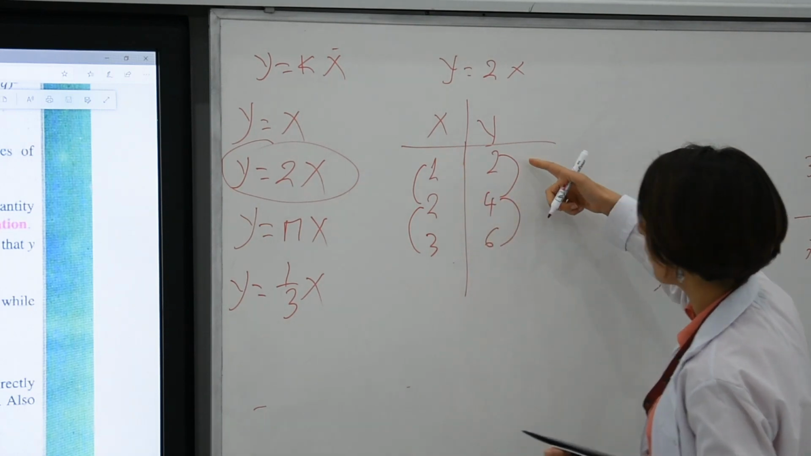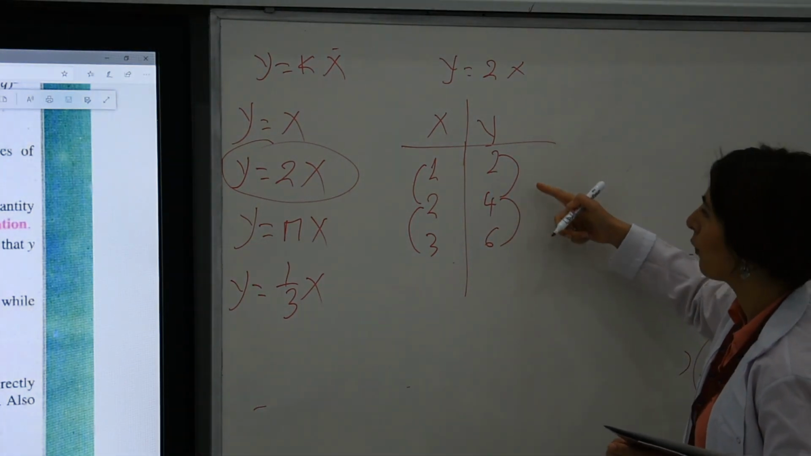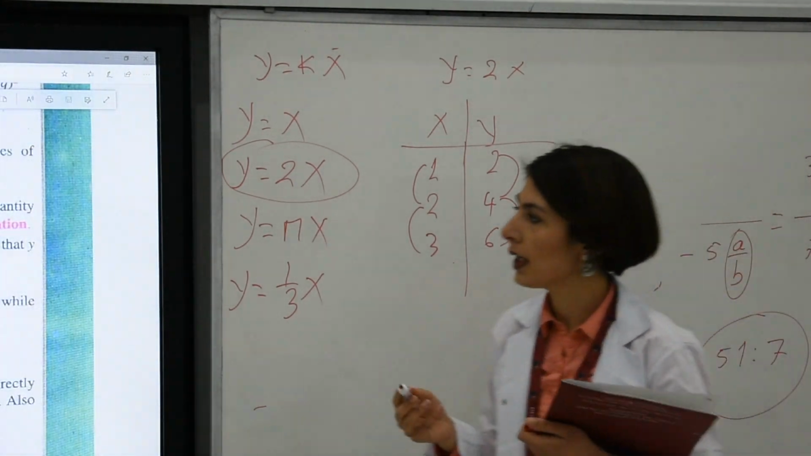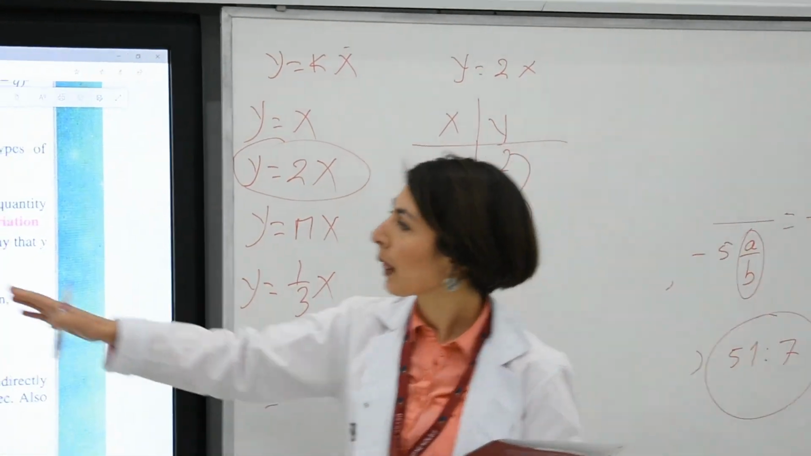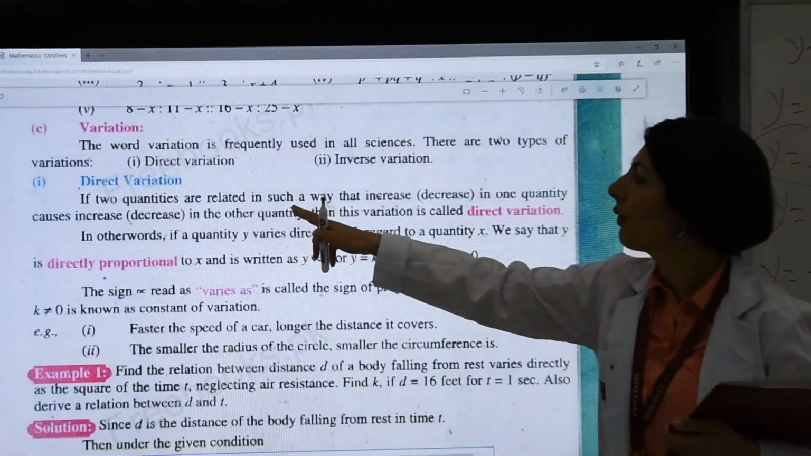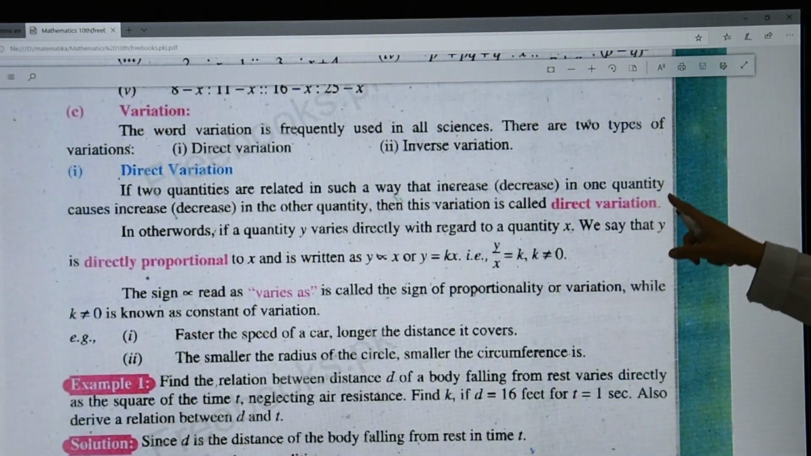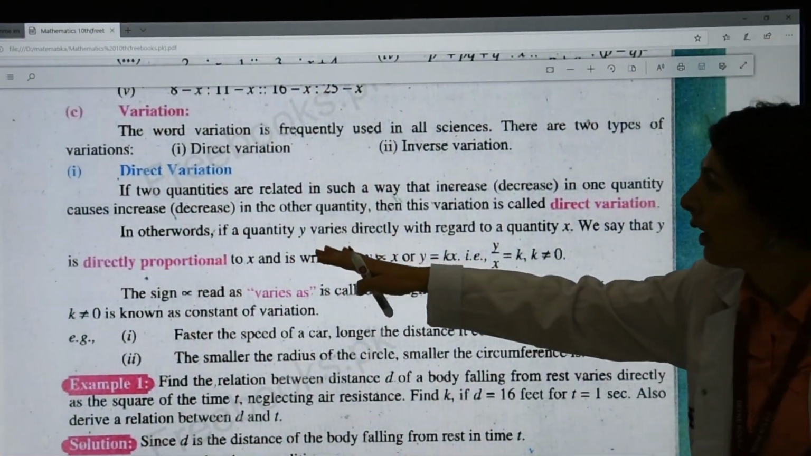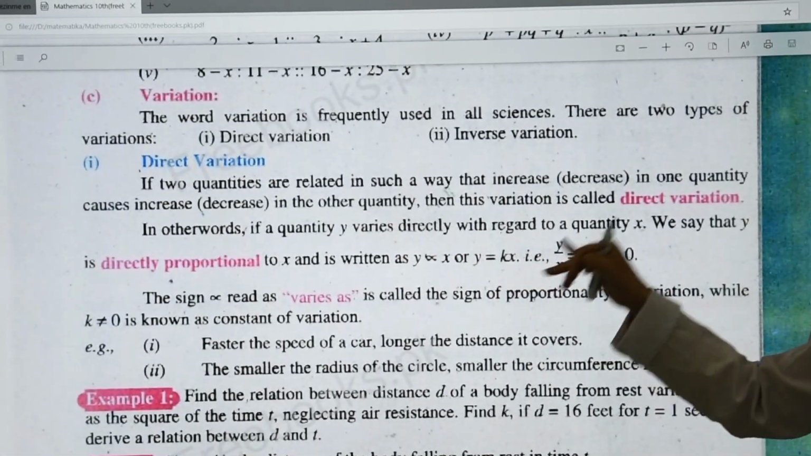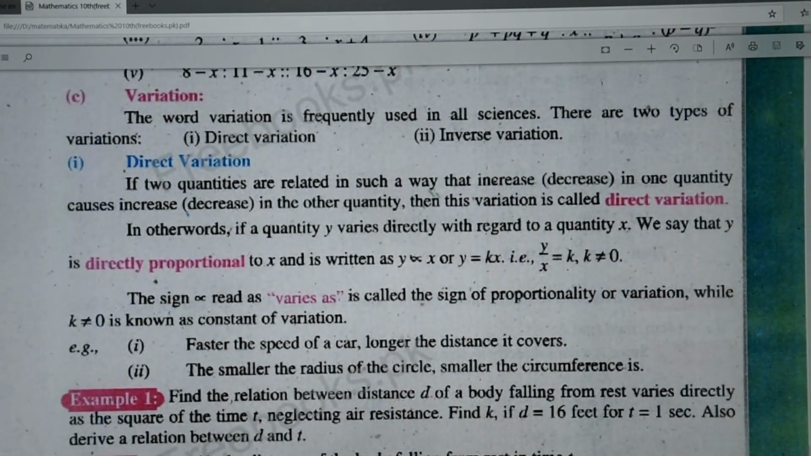1, 2, 3, and it's going to increase here: 2, 4, 6. So what is direct variation? If two quantities are related in such a way that an increase in one quantity causes an increase of the other quantity, this is called direct variation. You see?